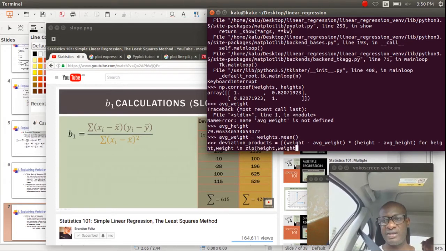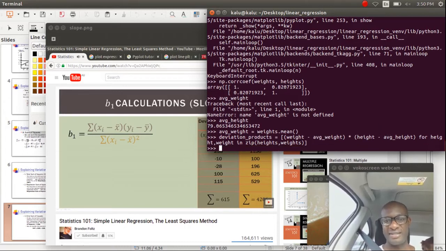If you understand heights, weights, and if you don't understand this list comprehension, don't worry about it. Just know what this means is we're going to take each weight, subtract the average weight, and multiply that with each height minus the average height, and that's going to give us a list. So with that, let's go ahead and write that, and we can see products.